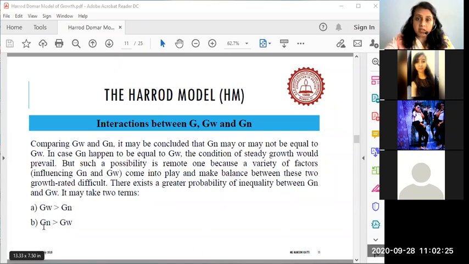Or the natural growth rate will be greater than the warranted rate of growth. Now what is the warranted rate of growth? 10%. And the natural growth rate can be more than 10%. Maybe the economy is already on a steady advanced state of 11% growth rate. The Indian economy is already at 11% and it is moving up, or it is at least trying to maintain a steady 11% growth rate. So there is a possibility that the natural growth rate may become more than the warranted growth rate.